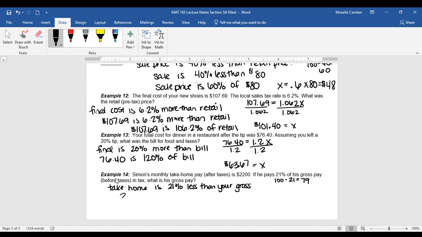So your take-home pay is 2,200. 21% less than means it's going to be 79% of your gross pay. So again, just like the last two, we have 2,200 is 79%, which is 0.79. Of means multiply, so 0.79 times your gross. Divide both sides by 0.79. So here the x is 2784.81.